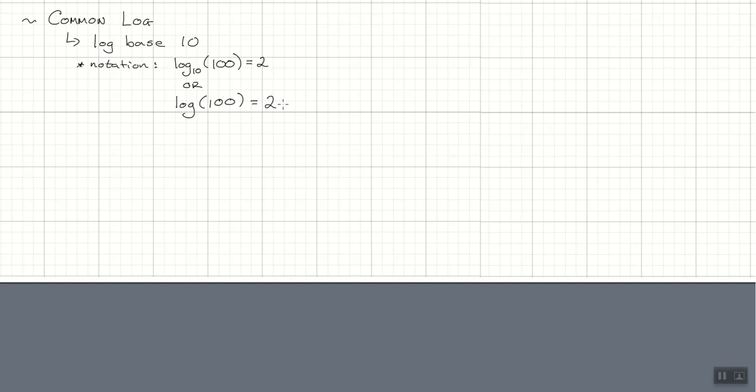Super handy to have. It ends up getting used in a variety of places. The base that works better than this, and it seems wonky, but e is a better base to use. And we'll see that in the coming days. Do we need practice with log base 10?